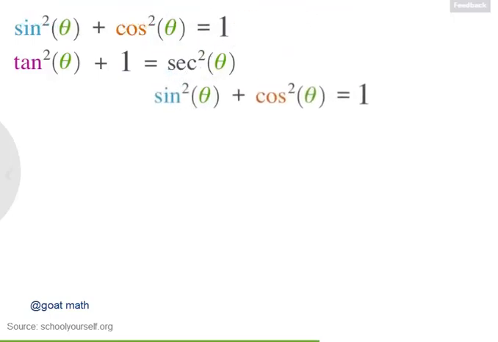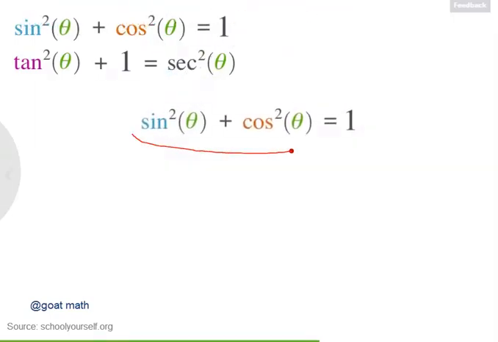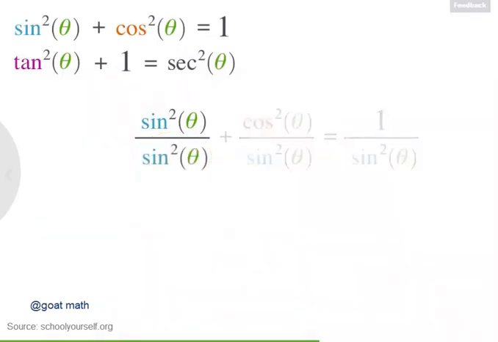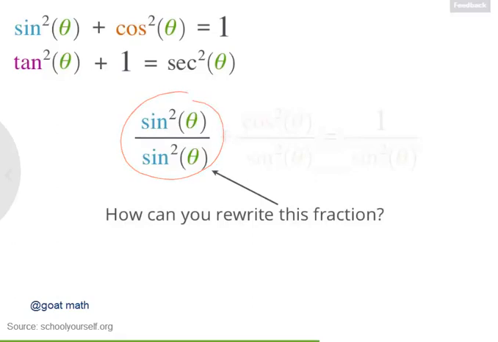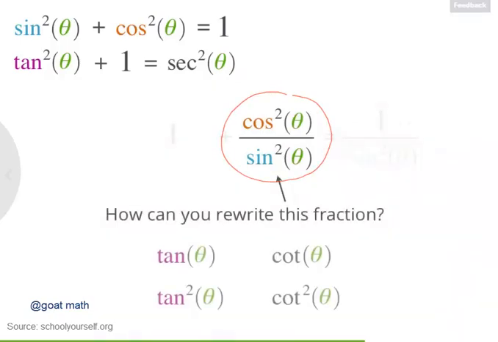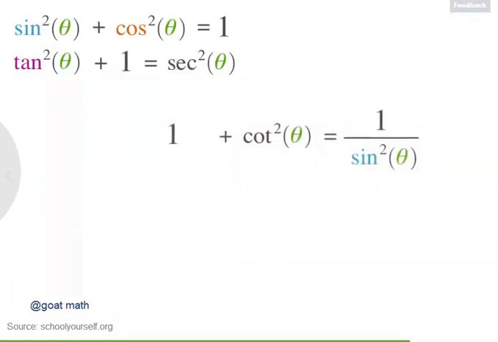Let's return to our first one. Sine squared plus cosine squared equals 1. And let's now divide this whole equation by sine squared theta. How can we simplify this first fraction? Exactly, it's 1. And how can you rewrite this next fraction, cosine squared theta over sine squared theta? Nicely done. Cotangent equals cosine over sine. So cosine squared over sine squared equals cotangent squared.